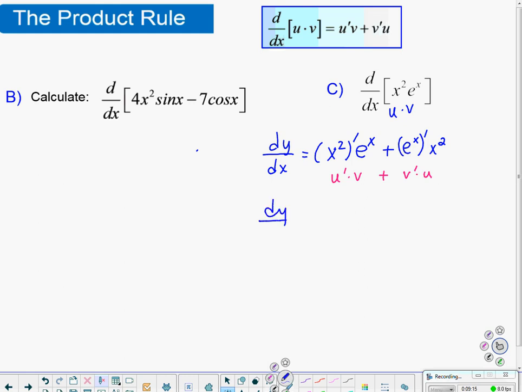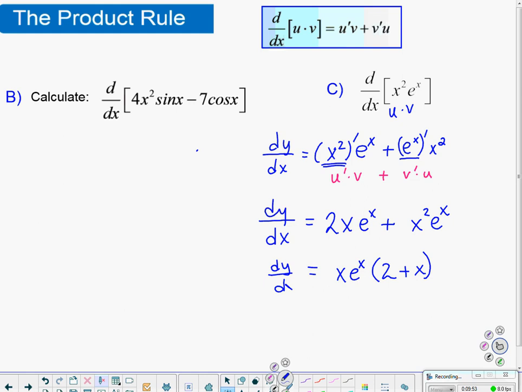That gives me dy dx, the derivative of y with respect to x, and I need to execute the derivative. So 2x times e to the x. Remember the derivative of e to the x? E to the x is e to the x, and then multiplied by x squared. So I'm just going to go x squared e to the x. Just organizing it a little nicer. If you want, we could factor out an e to the x. Oh gosh, we could even factor out more, couldn't we? We could factor out x e to the x. That'll leave me a 2 plus x.